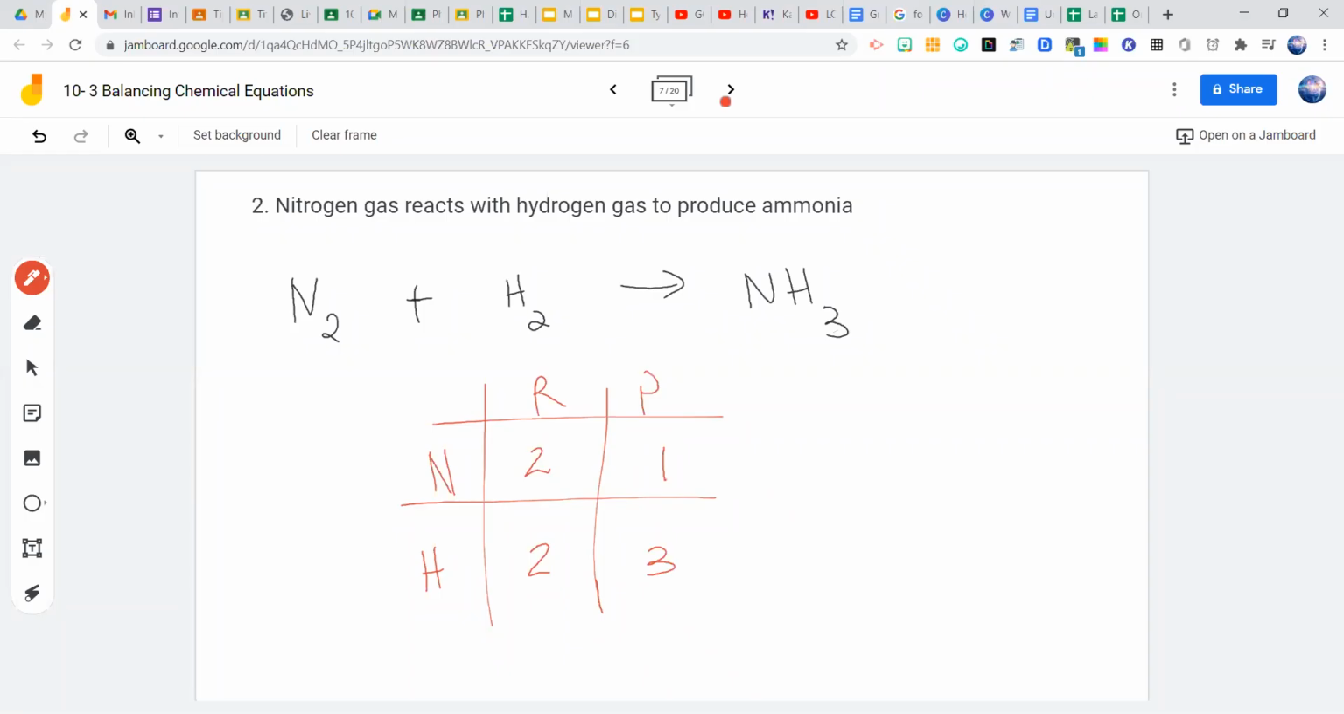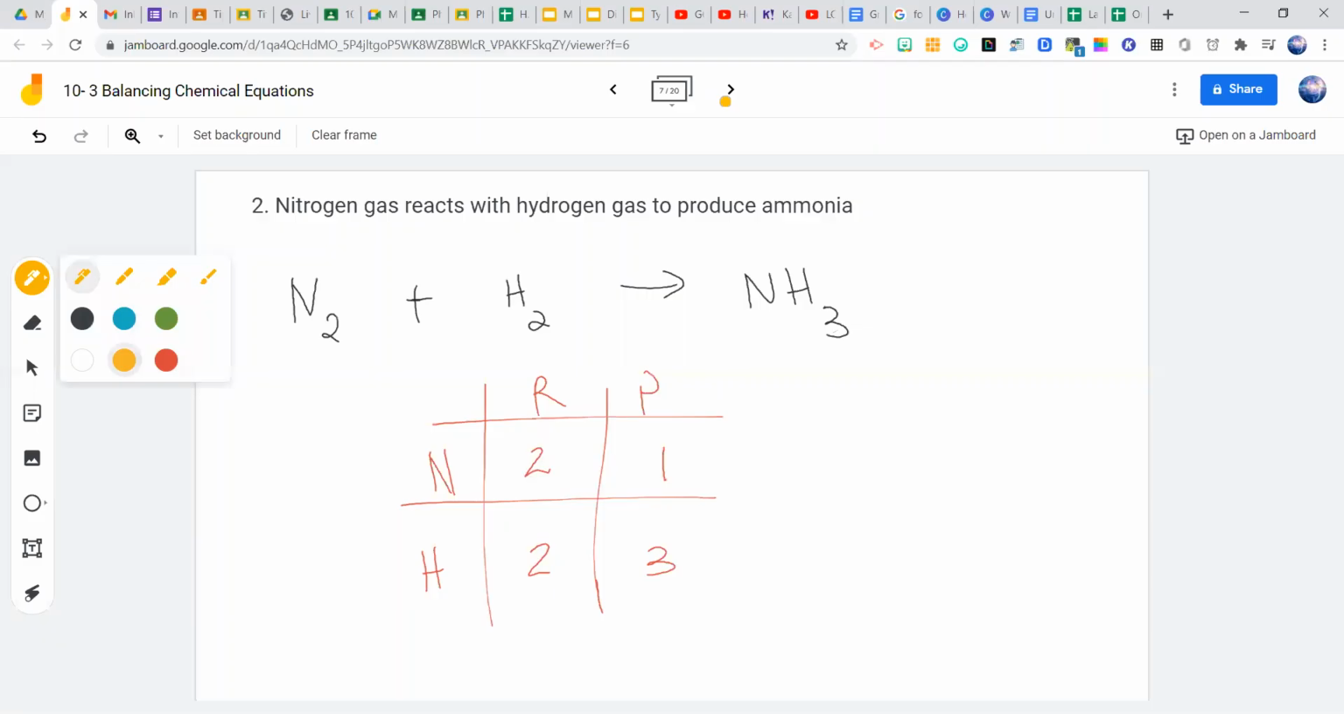Look at this table now, ladies. Is there any atom that is balanced on the reactant side and product side? No. So guess what? We're going to have to balance each of them. Now, this is where the suggestion comes into play. If you have hydrogen involved, leave that for last or second to last. Balance the others first. So which one are we going to balance first? The nitrogen. Very good.